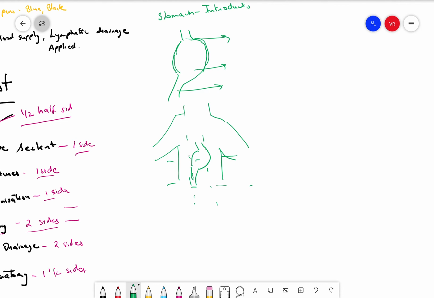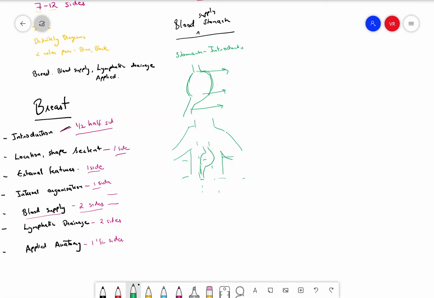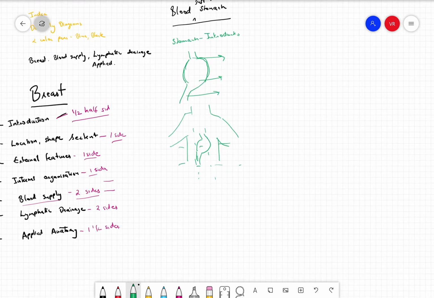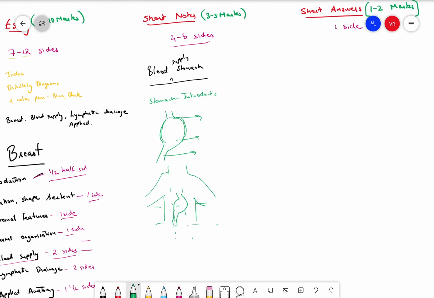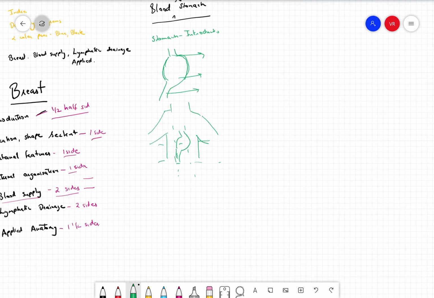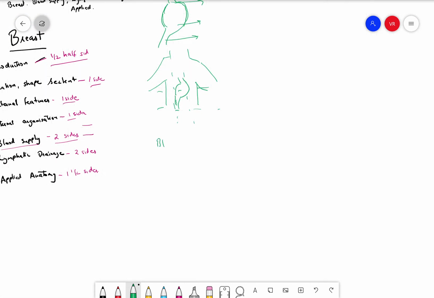So you do all of this, you will start filling more pages with diagrams. So the best thing for anatomy is diagrams. You give an introduction, you give all these things, and finally you write about the blood supply. Blood supply, you split it into 2 to 3 sides. So you write about the arterial supply and the venous drainage. Just draw one rough diagram of the stomach.